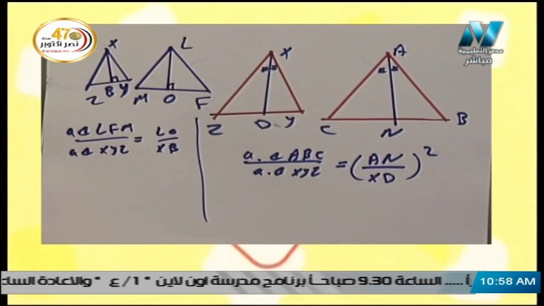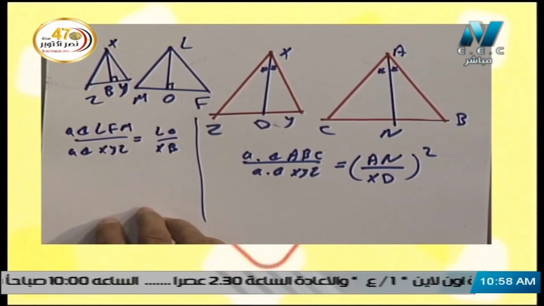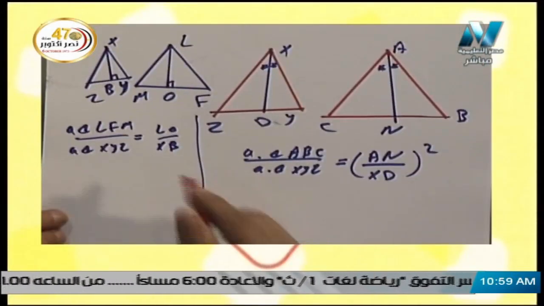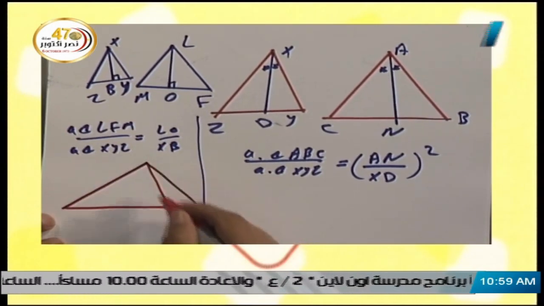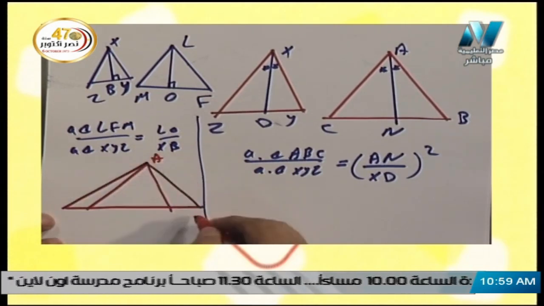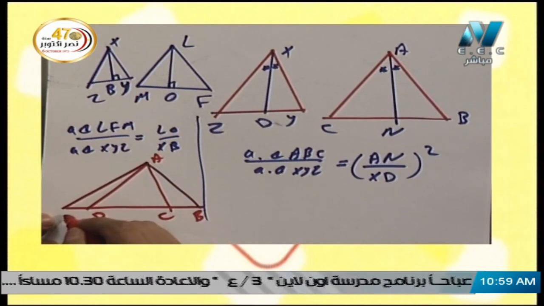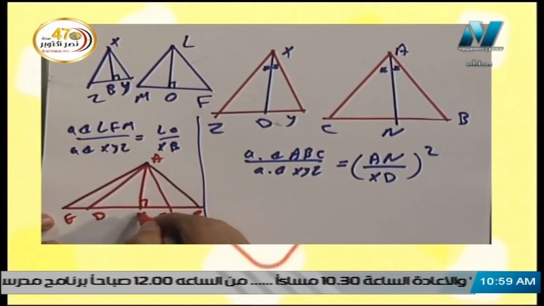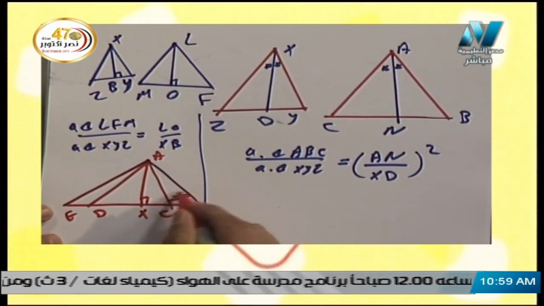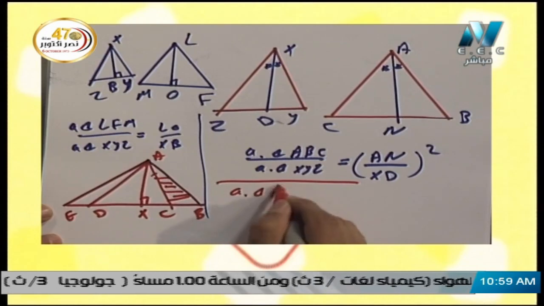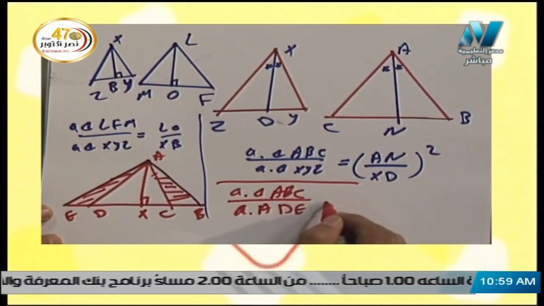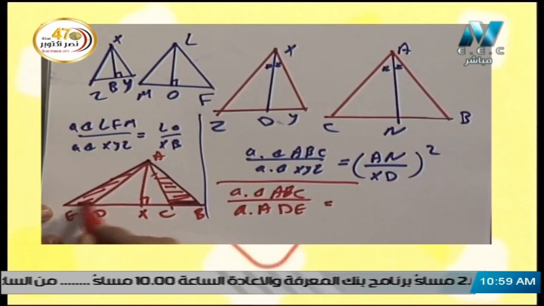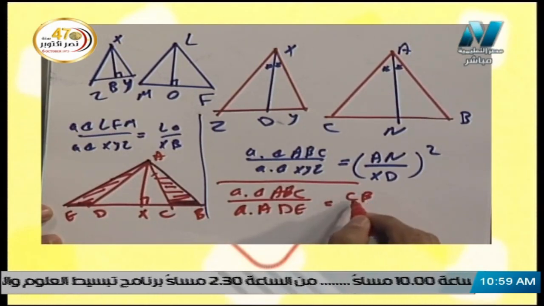My dear students, we have finished for now, but we can say something if we have two triangles like that with the same vertex, this is A, B, C, D, E, and we have a perpendicular here X. So the ratio between the area of triangle ABC over the area of triangle ADE equals the ratio between the two bases CB over DE.